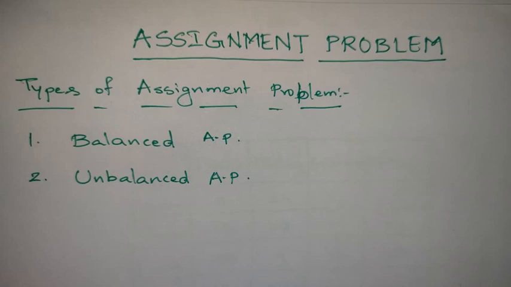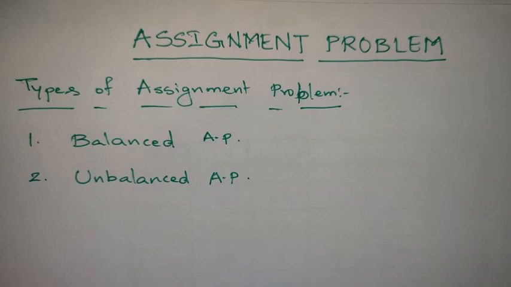So if you want to do a work and you need to get the maximum output from that work, then that work should be assigned to the right person. So how to assign that? If there are a number of works and a number of persons, that is going to be done using the assignment problem.